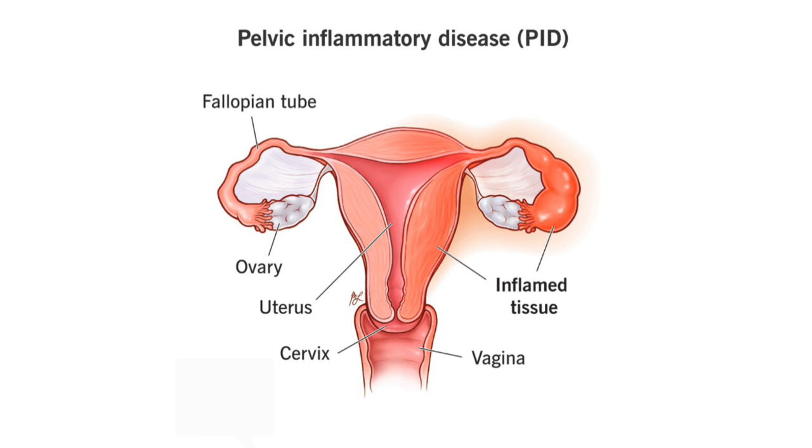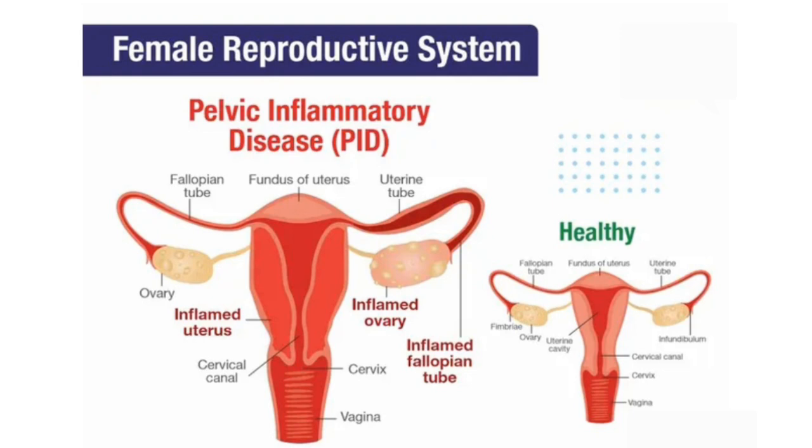First, let's understand what pelvic inflammatory disease is and what causes it. Pelvic inflammatory disease, or PID, is a condition involving inflammation of the upper portions of the genital tract, including the endometrium, fallopian tubes, and ovaries. This inflammation can spread into the pelvic peritoneum, which is the area surrounding the uterus and other reproductive structures.